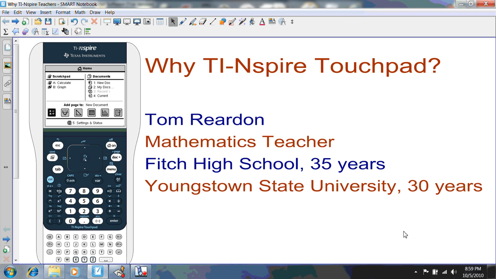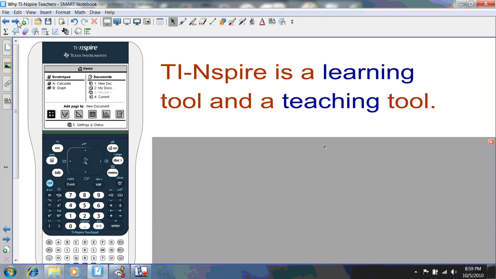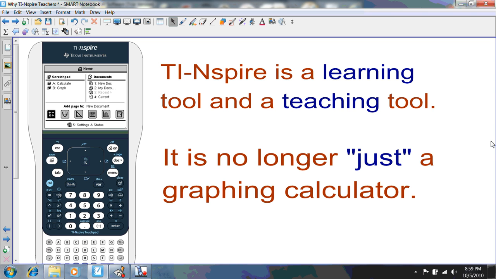Many math teachers have been asking why TI-Nspire touchpad, and I thought I'd try to answer those questions. First of all, TI-Nspire is a learning tool and a teaching tool. It's no longer just a graphing calculator.